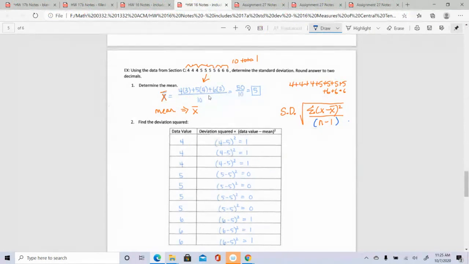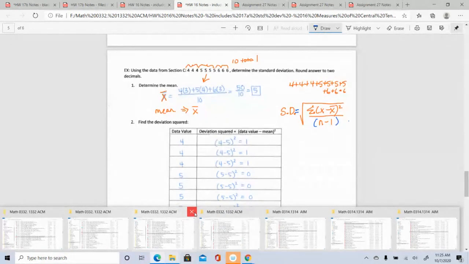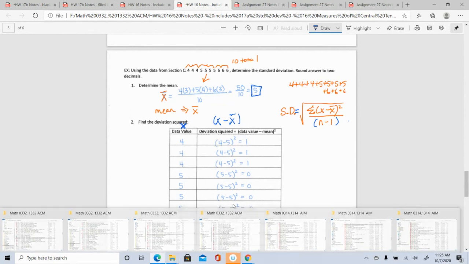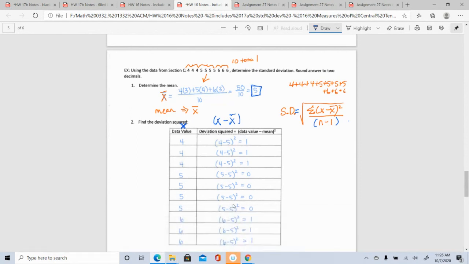Instead of using this horrible looking formula, we're not going to really use it. What we're going to do is put in the data values, and then do the x minus x bar. Your x values are 4, 5, 6, 7, 8. You're going to take those and subtract the mean. What was the mean? The mean is 5. So see how they're all taking the numbers and subtracting them by 5.